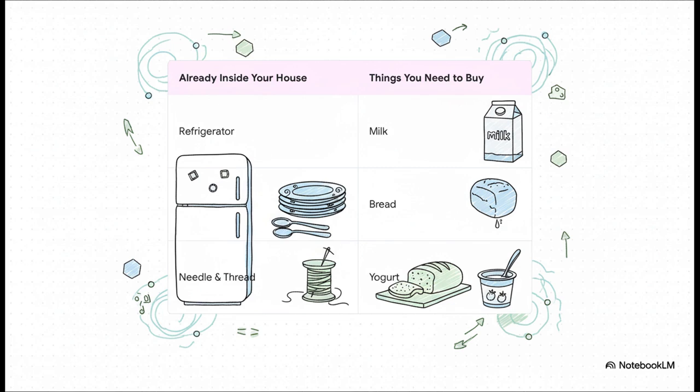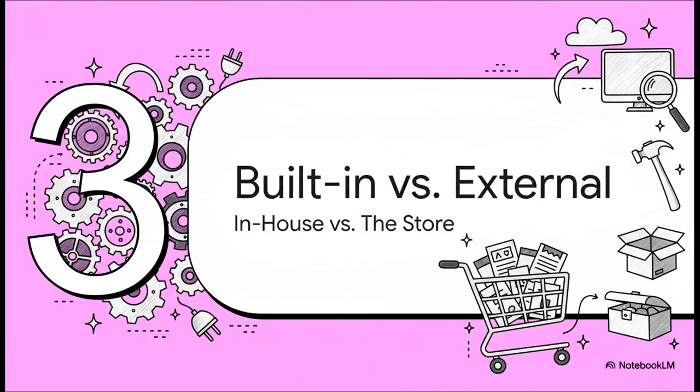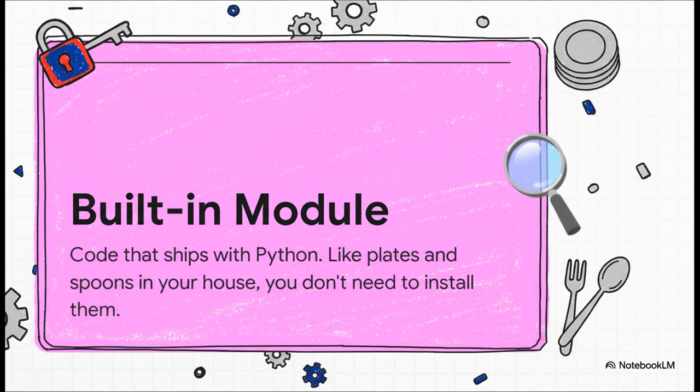And honestly, this is the perfect way to think about Python modules. This whole house idea is actually a brilliant way to break down the two main types of modules in Python. It all comes down to what's already in the house versus what you've got to go fetch from the store. First up, you've got your built-in modules. These are the foundational tools that come standard with every single Python installation. They're like the plates and spoons. Think of something like the hashlib module, which handles encryption. It's considered so essential that it's just there, ready to go, no extra steps needed.